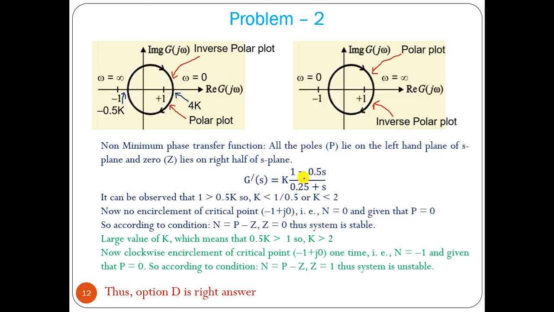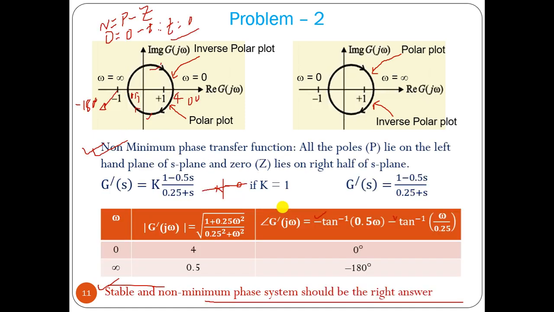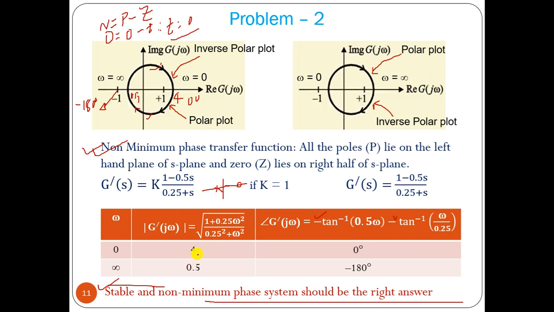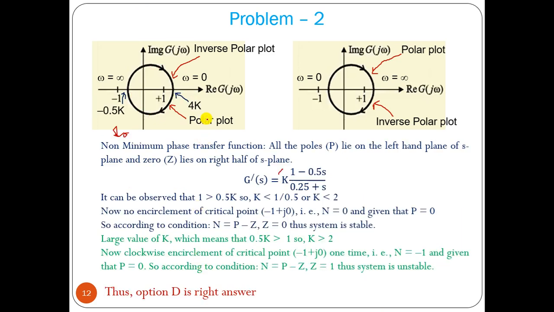Now, let us take this value with respect to k. I am taking the same example. So, we are getting this particular value. What we are getting here is that this value is 4k, this is 4 multiplied by k, and 0.5 multiplied by k. So, this point is 4k, and this point we can say is minus 0.5k. Now, what we can observe is that there is no encirclement and P equal to 0. So, the system is stable.